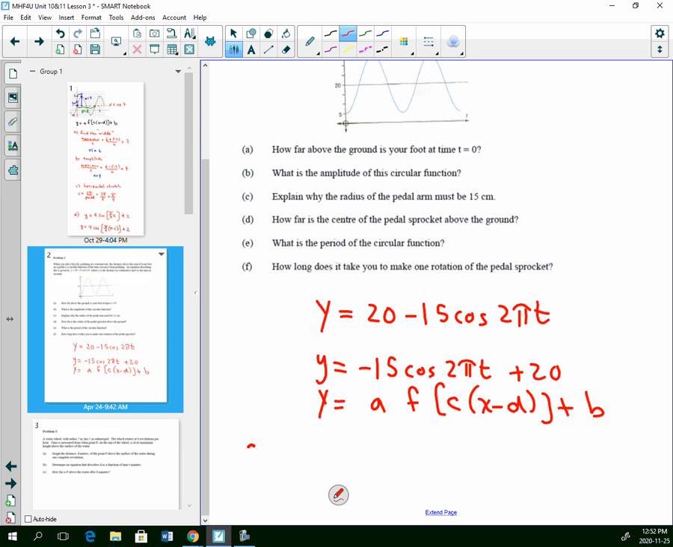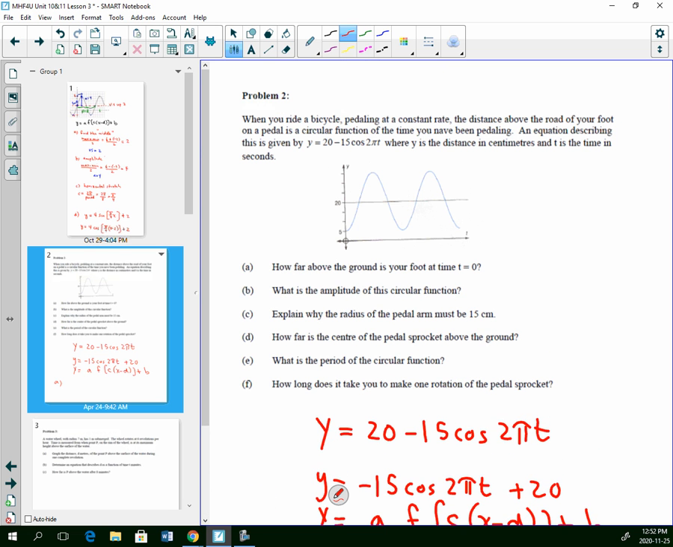So question A says, how far above the ground is your foot at time 0? So this is the cycle. If you're riding a bike and your foot is on the pedal, so think of a wheel with a pedal, and your foot's on the pedal and you're going around, right? You're pedaling. So it creates a nice trigonometric curve.